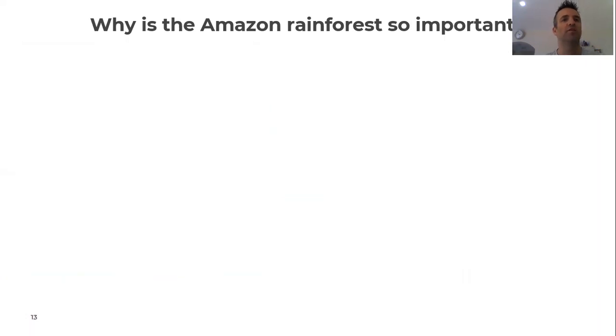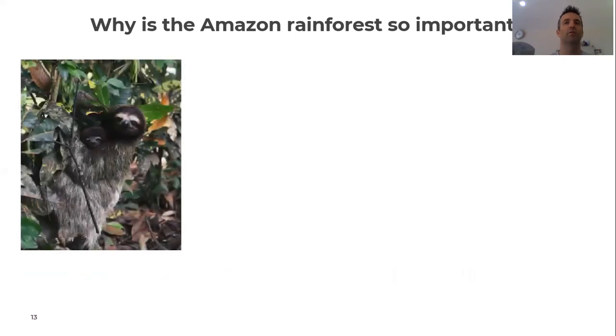So we're just going to focus in on a few of those different animal species to see how they need the rainforest to survive. Now, the first one is this animal. Can you guess what it is? Does anybody know? It's a sloth. And they're known for hanging upside down in trees and moving very slowly.